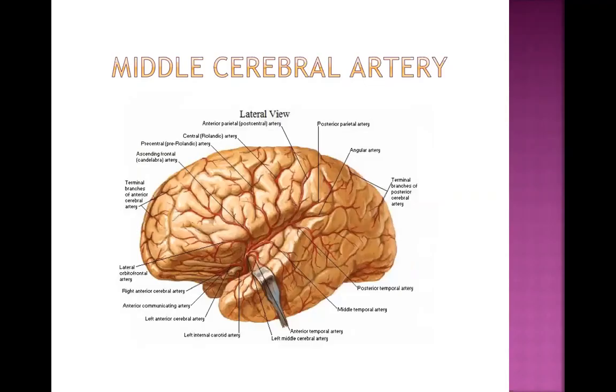Now what about the middle cerebral artery? This middle cerebral artery goes towards the superolateral side, and out of those three important branches, namely anterior cerebral, middle cerebral, and posterior cerebral, this is the most important branch, because it supplies many important areas of our brain. I am talking about the higher centers. This is the middle cerebral artery.